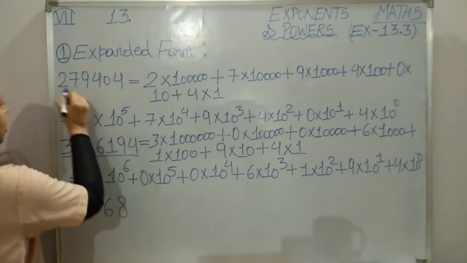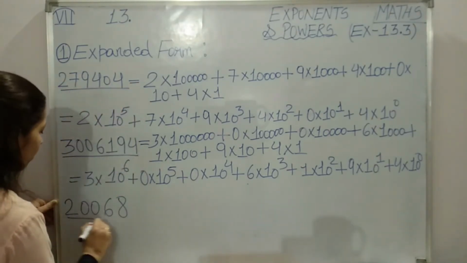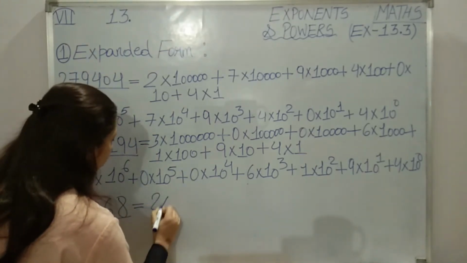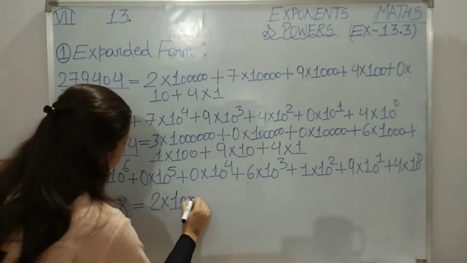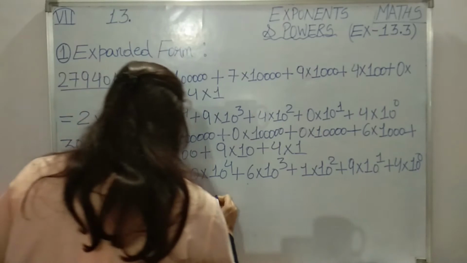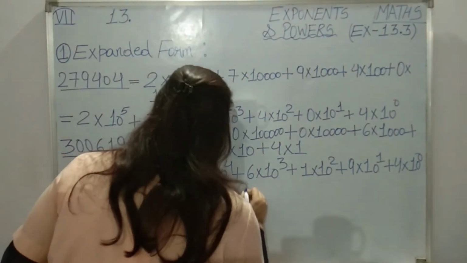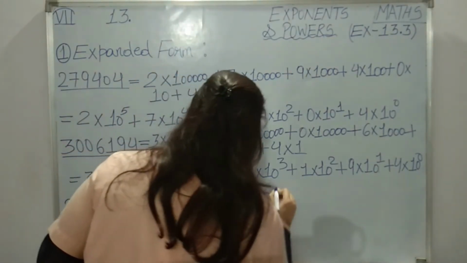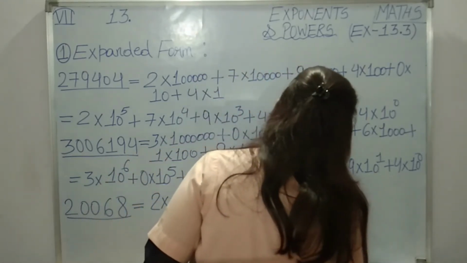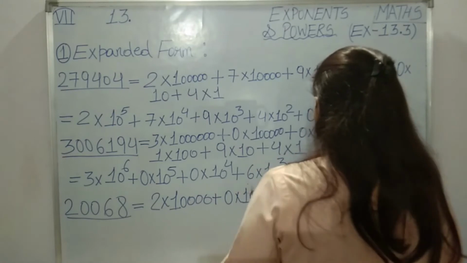So these are the numbers given in your textbook. These only I am solving. Now simply this I will solve. 2 into 1, 2, 3, 4. Then 0 into 1, 2, 3. Then again 0 into 1, 2, 3. Then, sorry, 2 here.